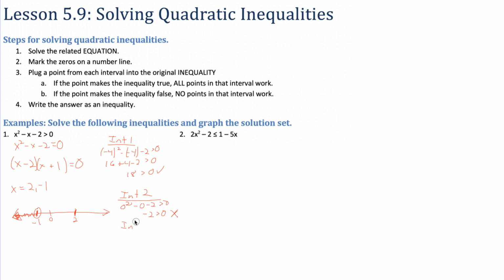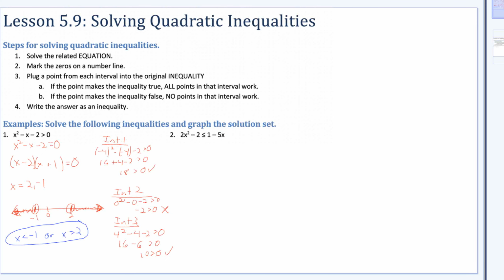And then our third interval is things to the right of 2. Let's try 4. So we'll have 4 squared, putting it back into our inequality: 4 squared minus 4 minus 2 is greater than 0. 16 minus 6, so 10 is greater than 0. That's a true statement, and so this interval works. Then we want to finish by writing this as an inequality. We have our solution going in different directions, so this has to be an or inequality. So we can say x is less than negative 1 or x is greater than 2. And that is our answer.